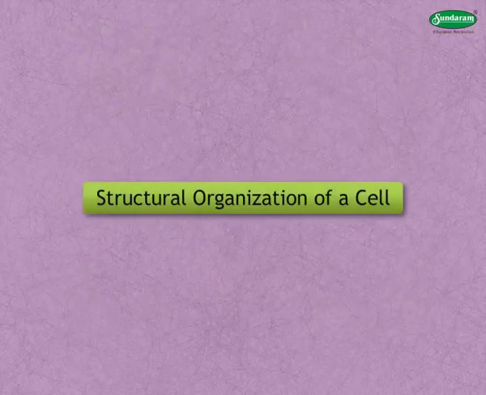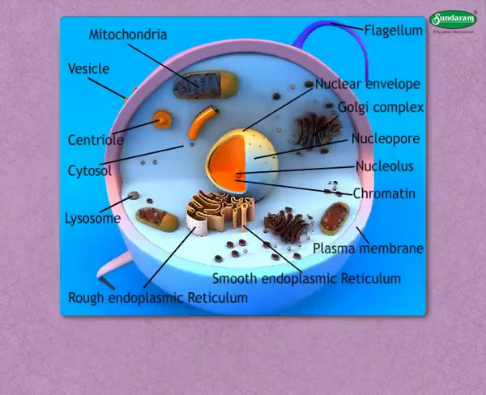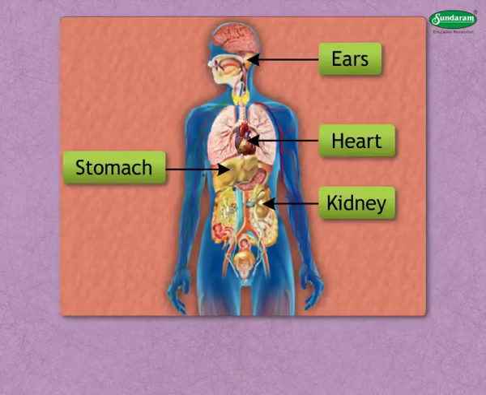The structural organization of a cell. The organs make up a human body, and cell organelles make up the cell. Just like the organs of the body work together to make sure that the body can perform all tasks, the cell organelles also work together to ensure the proper functioning of the cell.